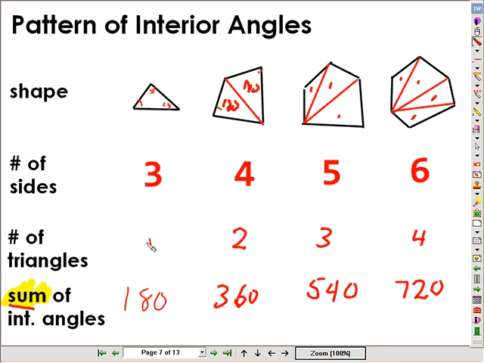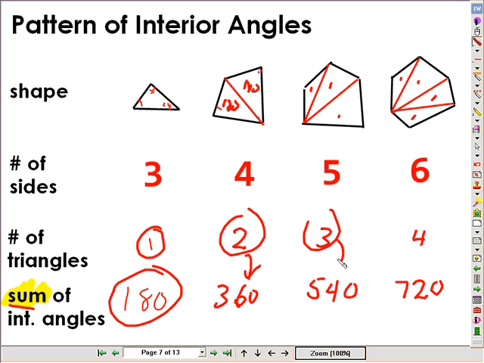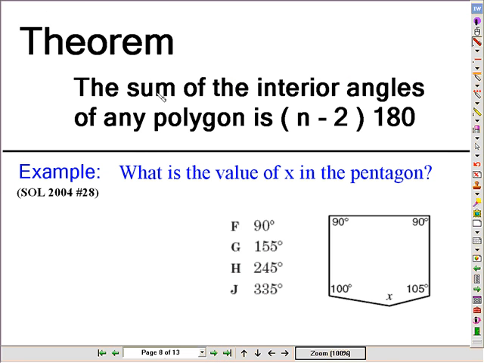So what's the actual pattern, or what's the actual rule? We have the number of triangles times the sum of that triangle gives us our answer. The number of triangles times the sum of the angles of a triangle, 180, gives us that answer. So this number times 180 gives us that. So as a rule, or as a theorem, the sum of the interior angles of any polygon is the number of sides, take away 2, and that gives you the number of triangles.